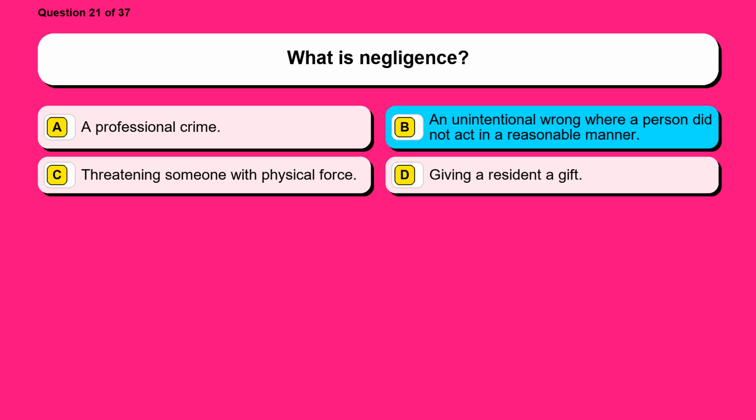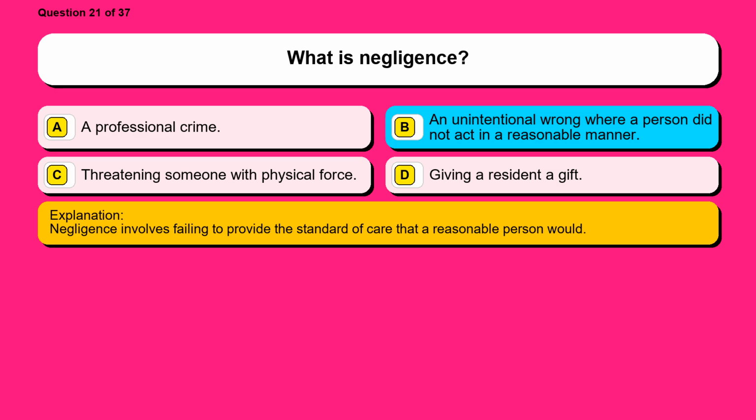The correct answer is option B. An unintentional wrong where a person did not act in a reasonable manner. Negligence involves failing to provide the standard of care that a reasonable person would.